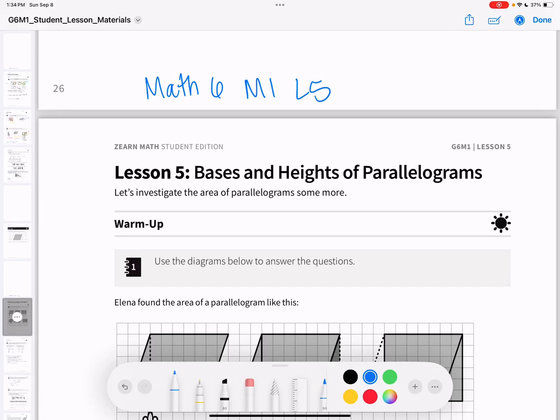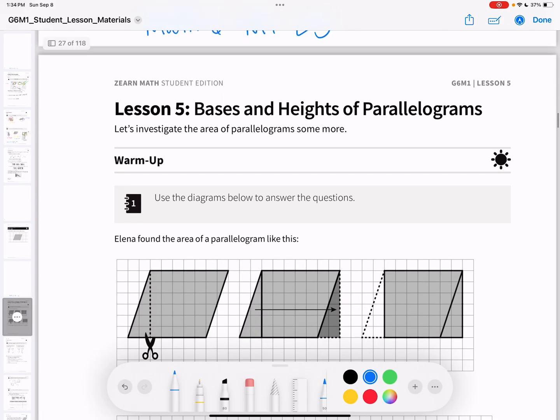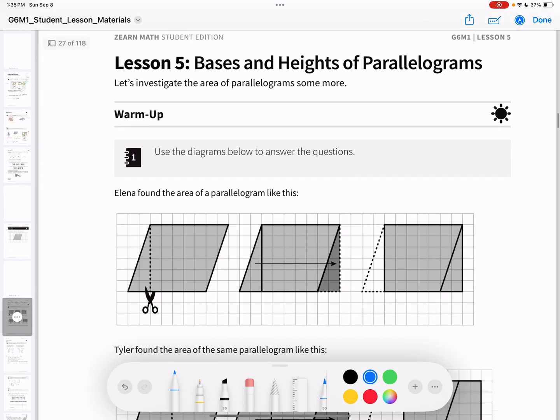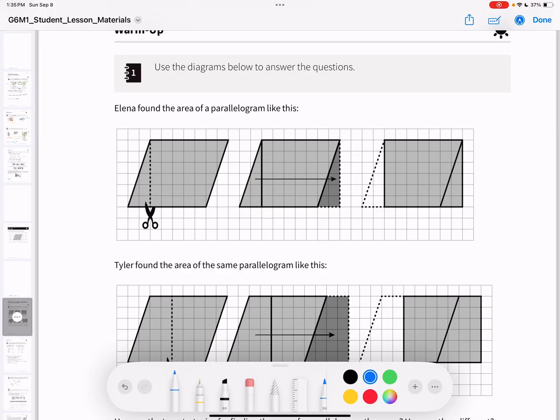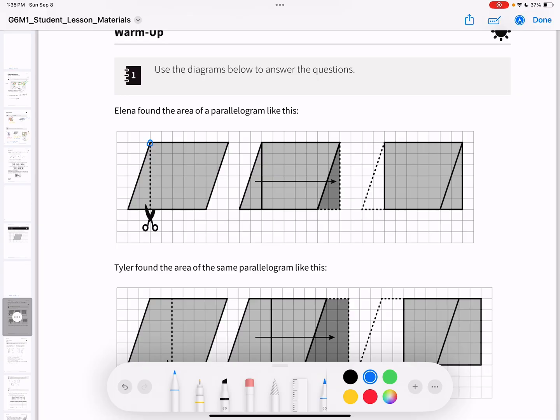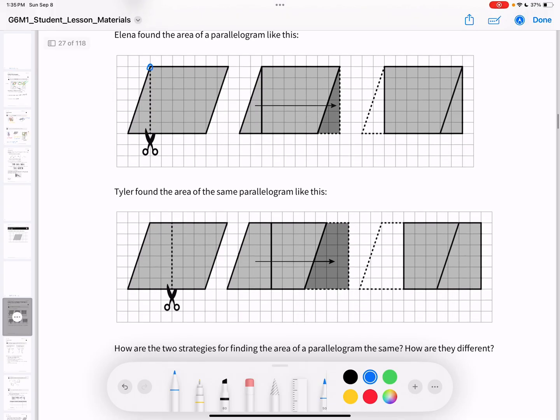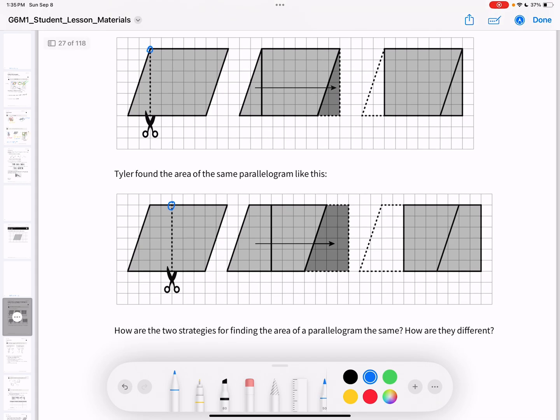Today we're doing Math 6th, Mission 1, Lesson 5, Bases and Heights of Parallelograms. Use the diagrams below to answer the questions. Elena found the area of the parallelogram like this. It looks like she started from a corner and she decomposed and then recomposed it over on the other side. Tyler found the area of the same parallelogram like this. He also decomposed and then recomposed, but he did not start at a corner. Both ways are correct.